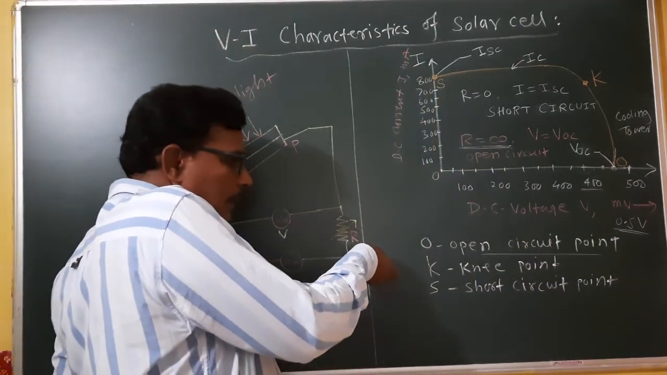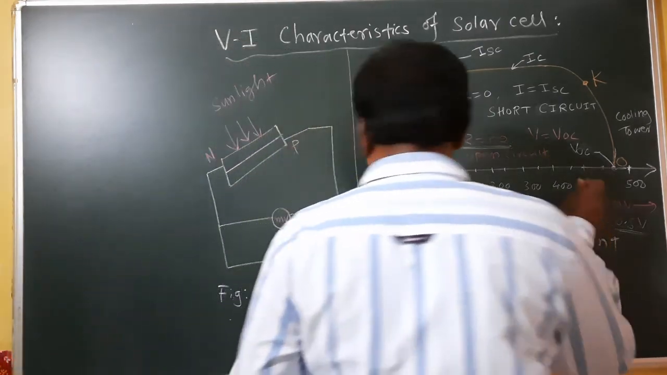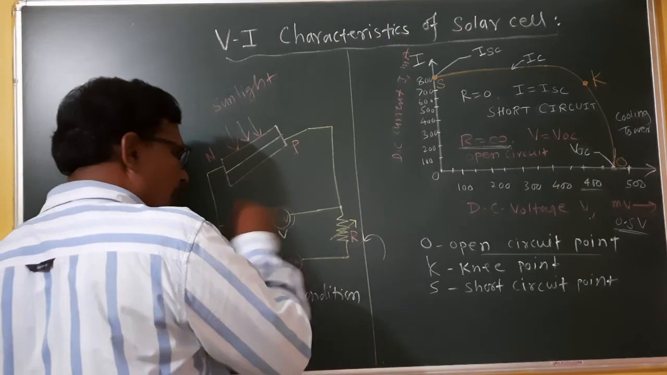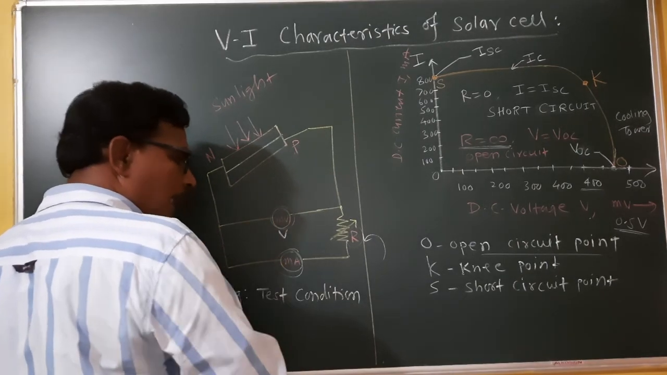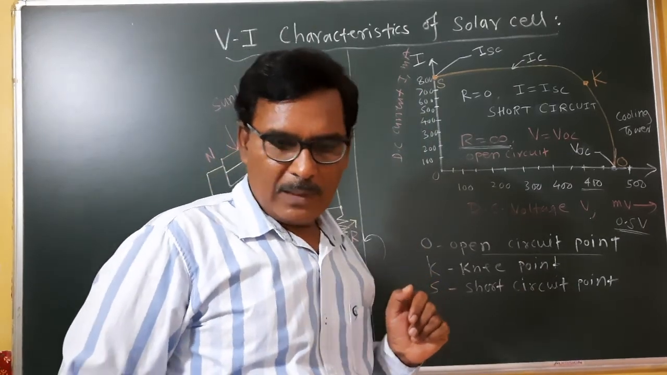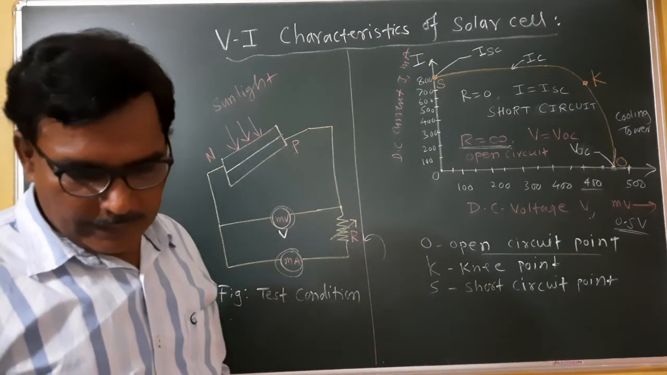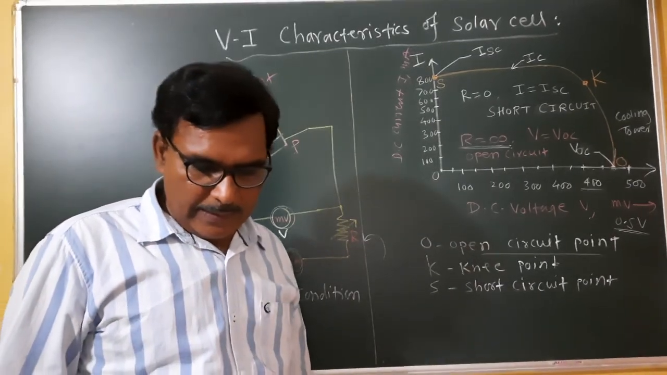Resistance goes on reducing. What will happen is that V and I can be measured. Here we directly read the millivolts, and here the current can be measured, and from this the graph can be plotted.